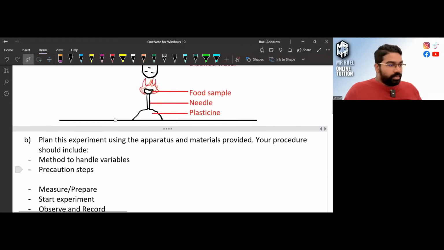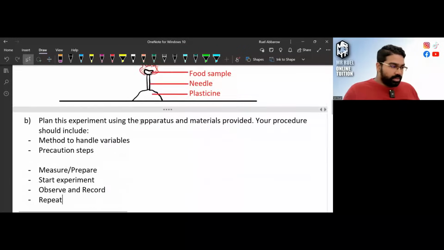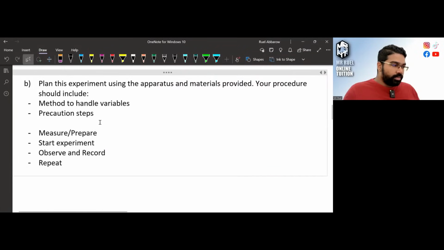All right. Okay. So for this case, we do need to repeat. So let's go through this one by one. So what do we need to measure here? What do we need to measure?